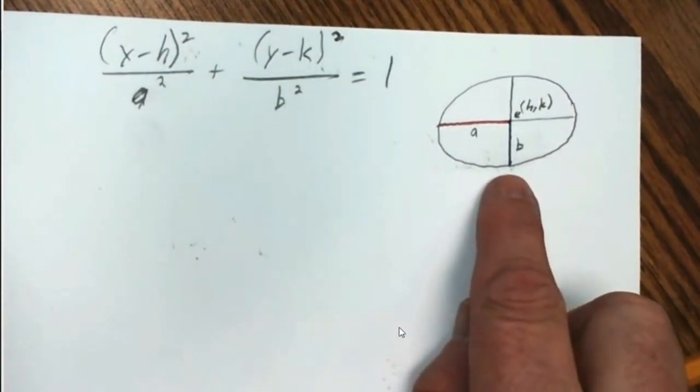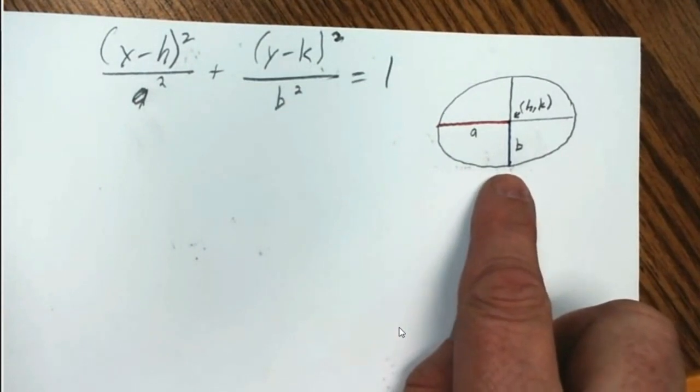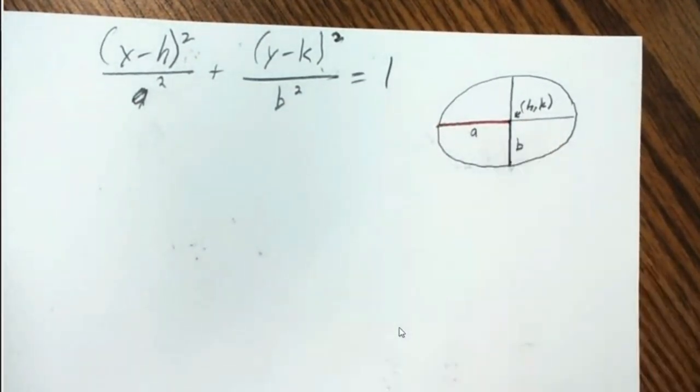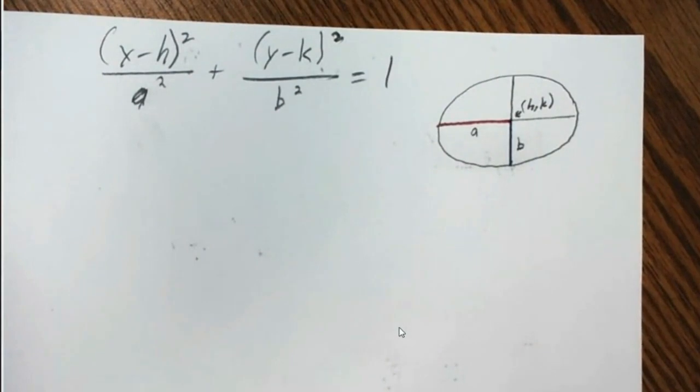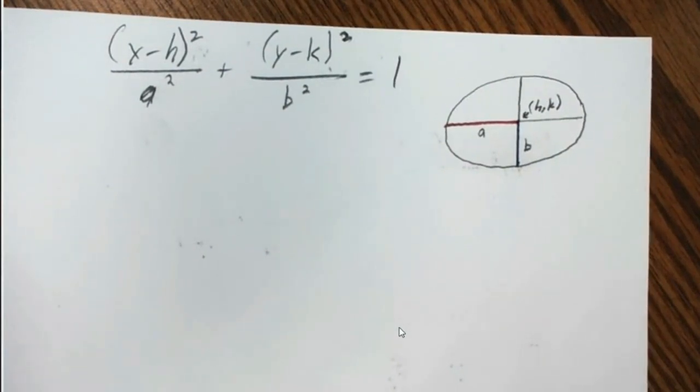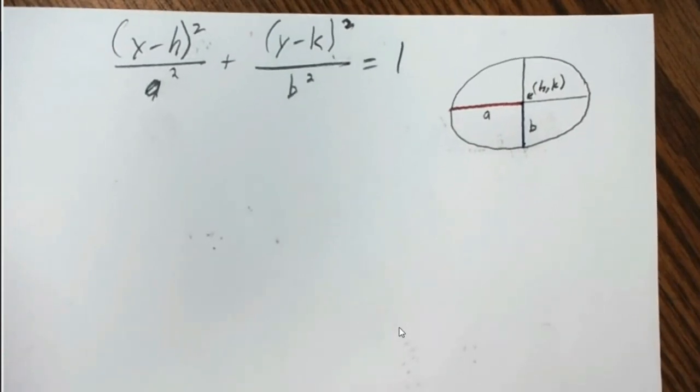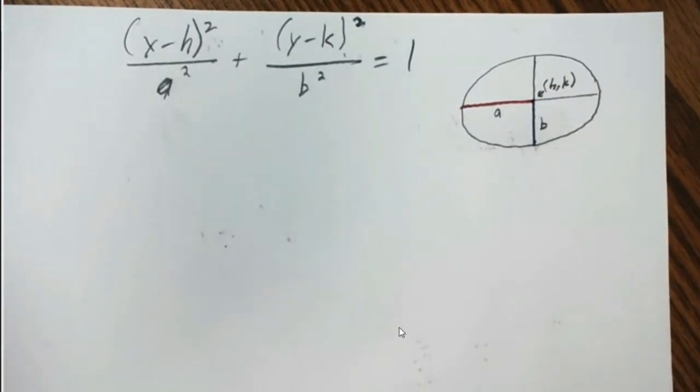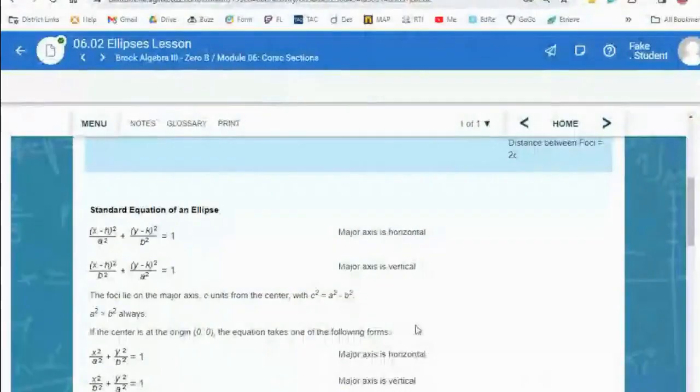Showing it in a nice illustration there. So you might want this in your notes, A and B and the H, K, just to help you out there. I'll leave that up for a second for any of you copying that down. But that is the equation that we use right there for a horizontal ellipse. All right, let's go back here.